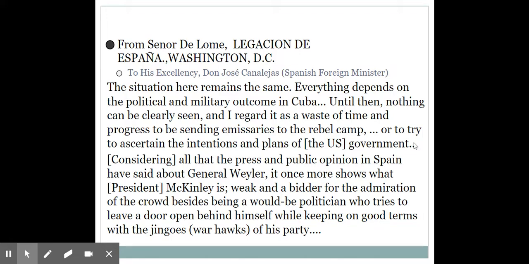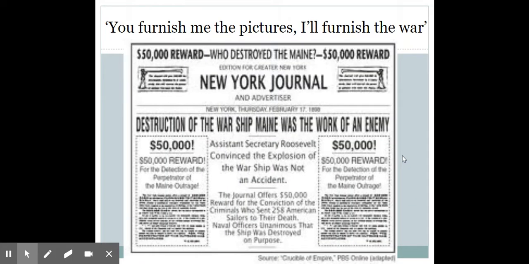But the fact that someone who was supposed to be an honest broker representing his interests with Spain, but also open to resolving the conflict that's existing in Cuba, that seemed to work against it. Joseph Pulitzer spoke often about how he needed eyeballs, and that as long as he could get pictures, he could then create the scenario by which he would get readers to his paper. So you furnish me the pictures, I'll furnish you the war.